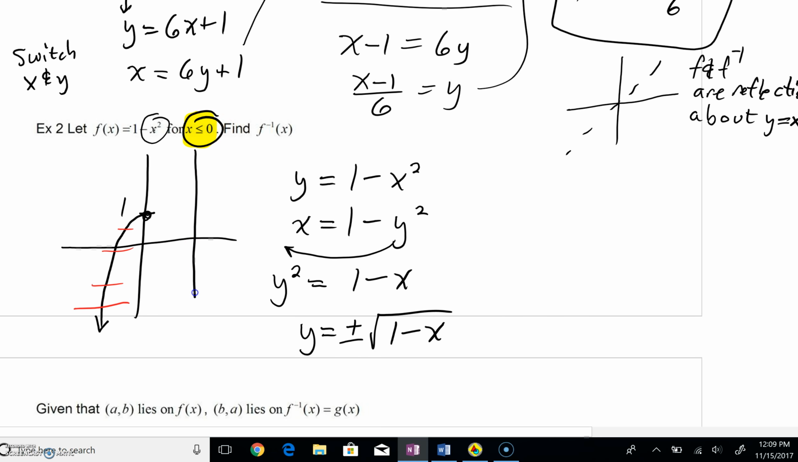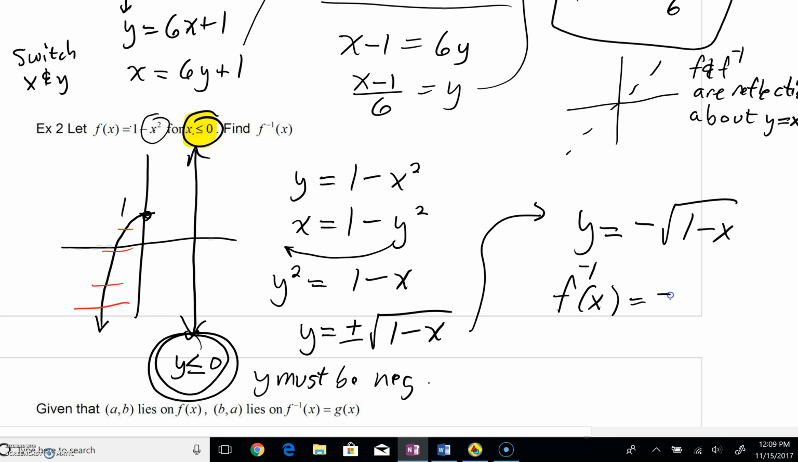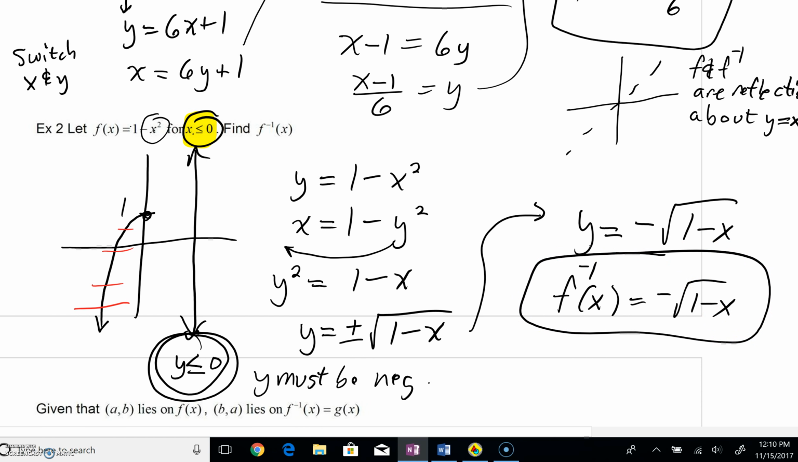Guys, the fact that if you had the original problem, x is less than or equal to 0, you could switch the x and the y here. And that is so critical. Without even needing to look at a graph, you could say y must be negative. And that's going to help you know that y has to equal the negative square root of 1 minus x. Then what? We could rewrite that as f inverse in that form. And that would be your inverse function.